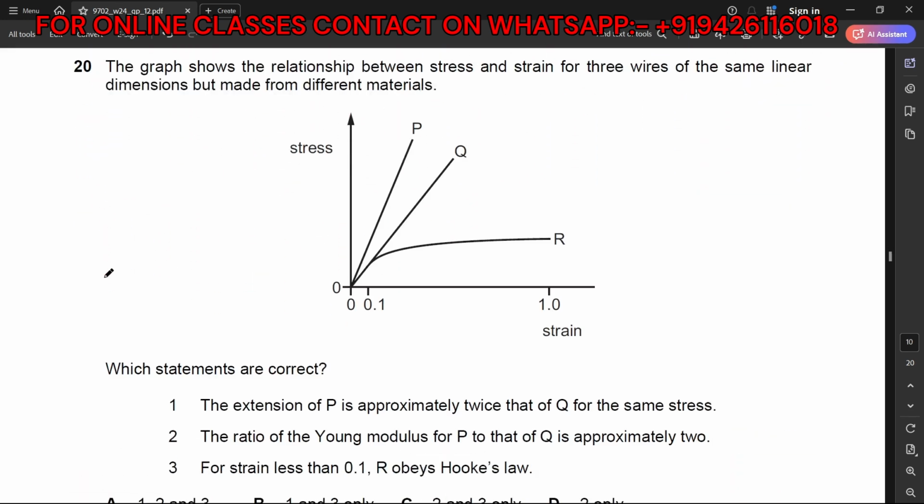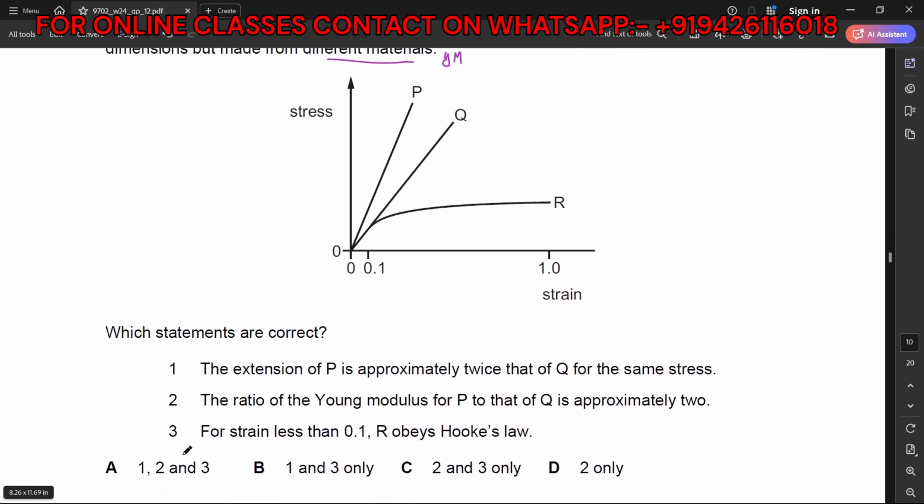And now for question number 20, it states that the graph shows the relationship between stress and strain for three wires of the same linear dimension but made from different materials, which means that Young's modulus will be different. Now, which statements are correct out of the three? The extension of P is approximately twice that of Q for the same stress. So let's say for the same stress, if I get the output for some strain for P, and for the same stress if I get the output for Q, we can see that the strain of Q is greater than strain of P.